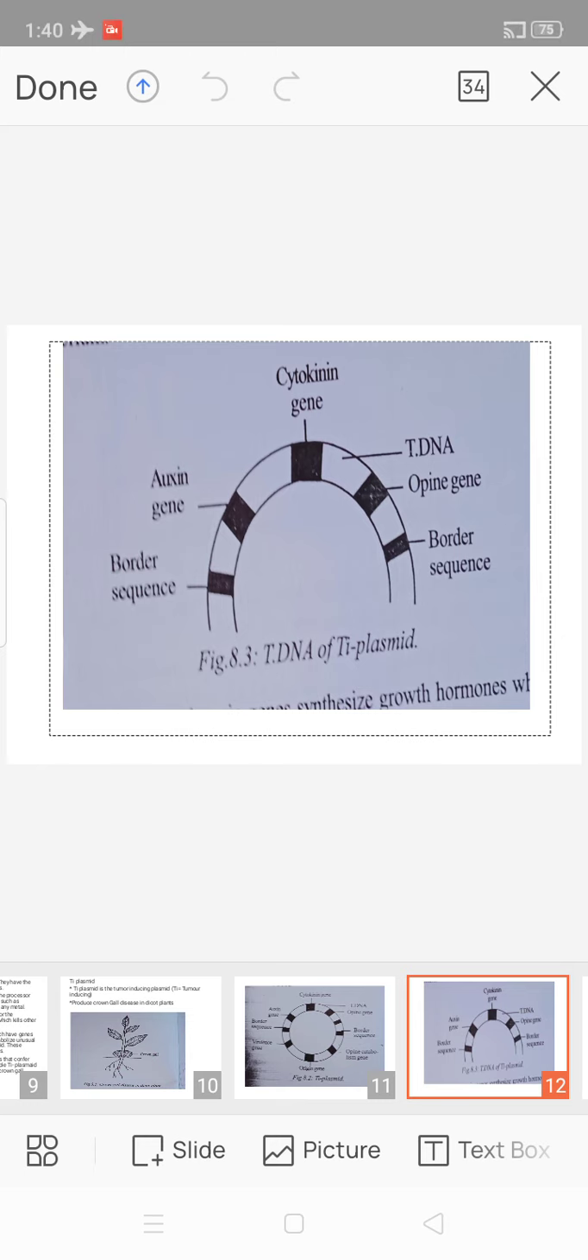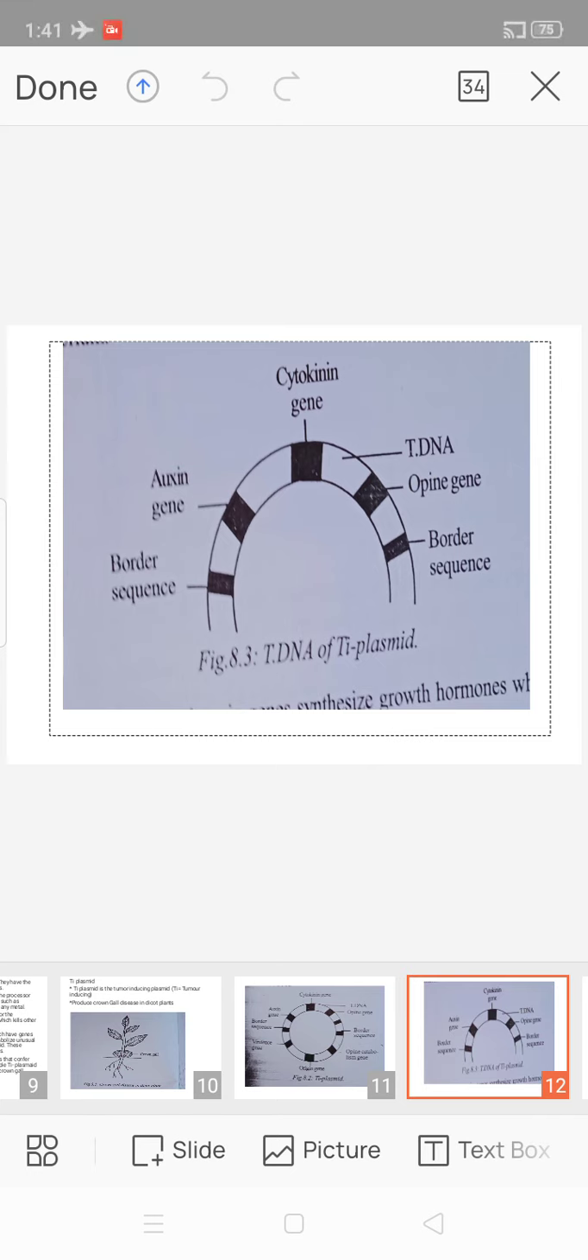When an Agrobacterium infects a plant cell, the T-DNA of the Ti plasmid becomes separated and integrated with the chromosome of the plant cell. The T-DNA forms a part of the plant genome and when the plant cell divides, the T-DNA also divides. And the significance of Ti plasmid.